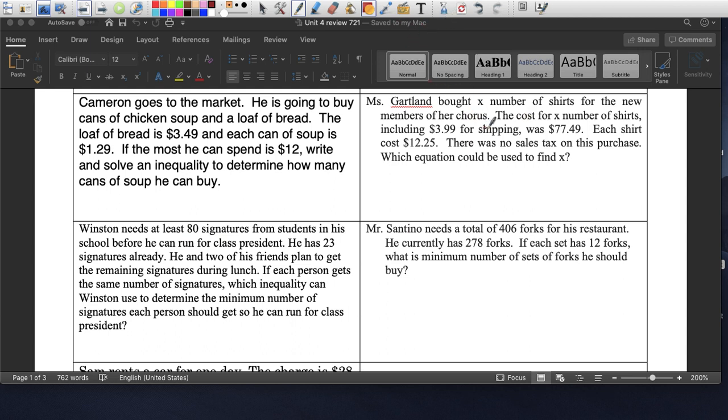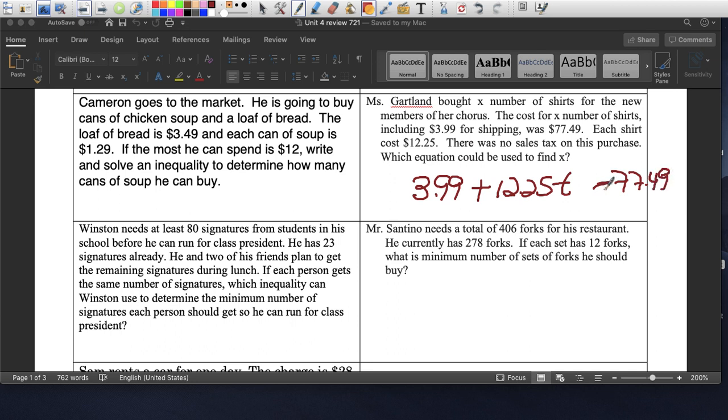X number of T-shirts for the new members of Chorus. The cost of shipping is $3.99, plus $12.25 per T-shirt, and all that was just an equation, so equal to 77.49.